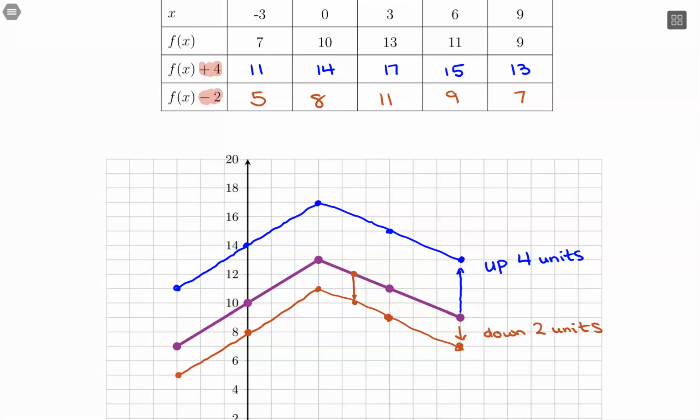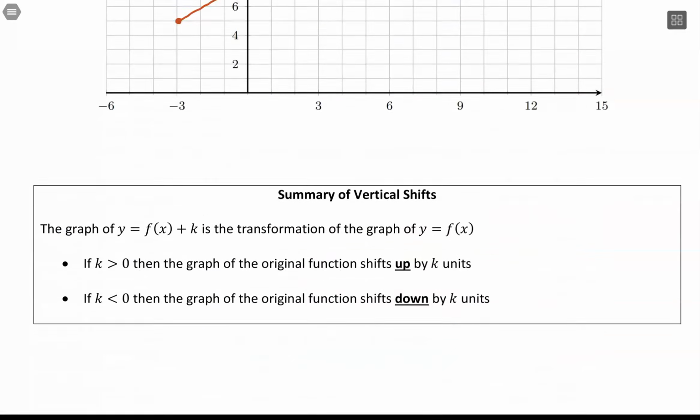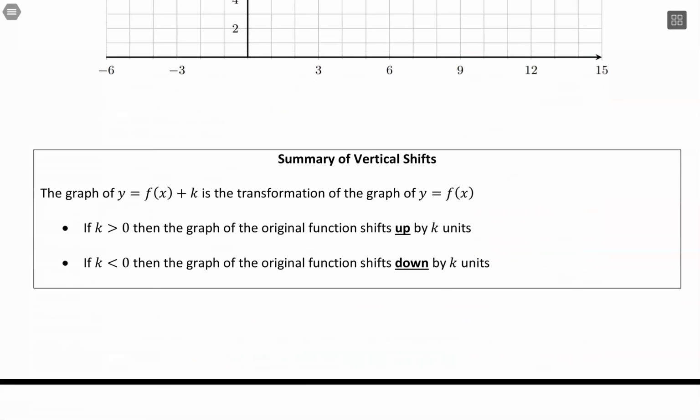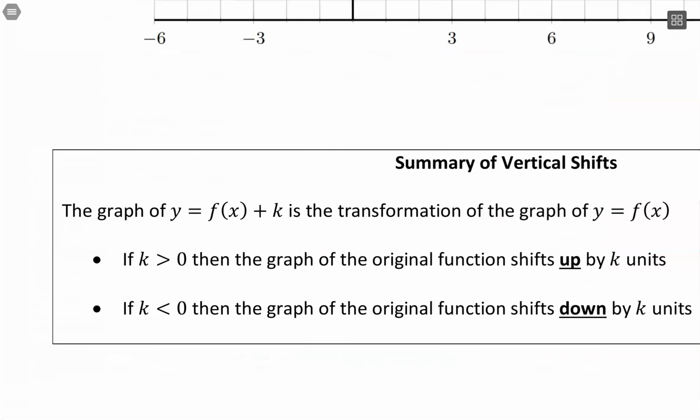So our general rule here for vertical shift is that what you're going to see is your function notation plus or minus some value. If that value is positive, so if k is more than 0, then it's a shift up. So you're moving up that number of units. So when you have addition, it's movement upwards. If you have subtraction, which would mean k is negative, then the direction is down.